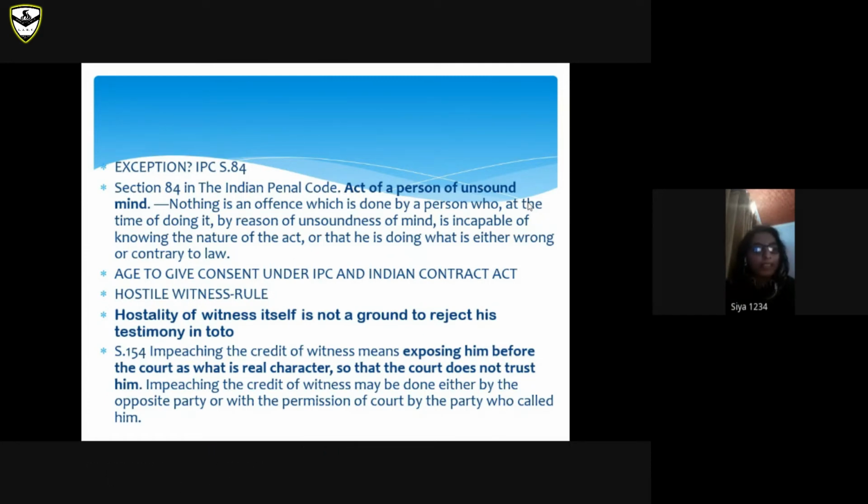Okay, but at the same time, through so many decisions, it has been said that only because a witness is hostile, his statement cannot be rejected in toto. Then what's the effect of section 154?